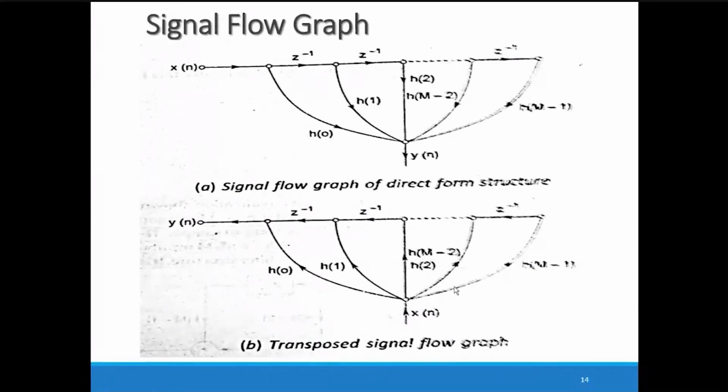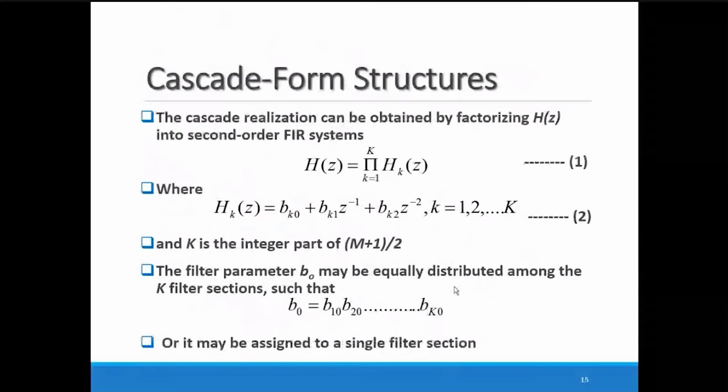So today we go for another structure for the implementation of FIR filters, known as the cascade form structure. As the name suggests, instead of directly implementing the equation, here we divide it into second order FIR systems, or in short, SOS.